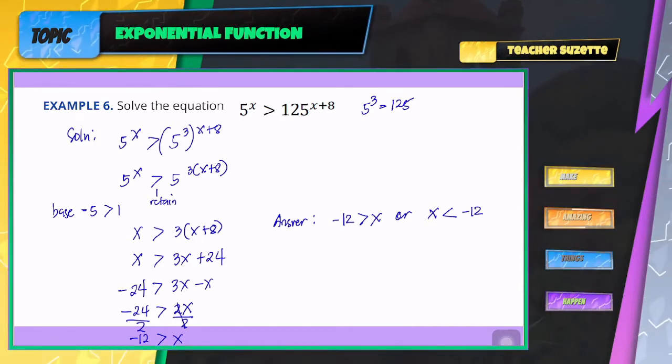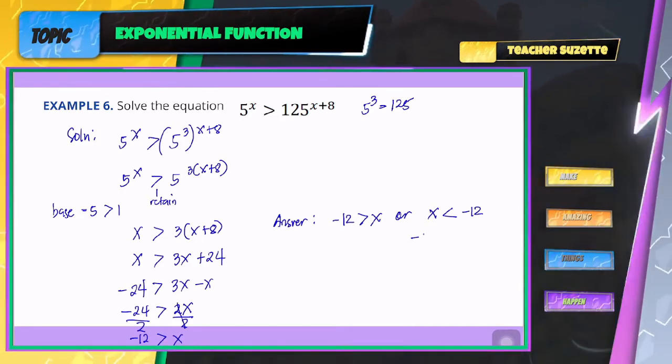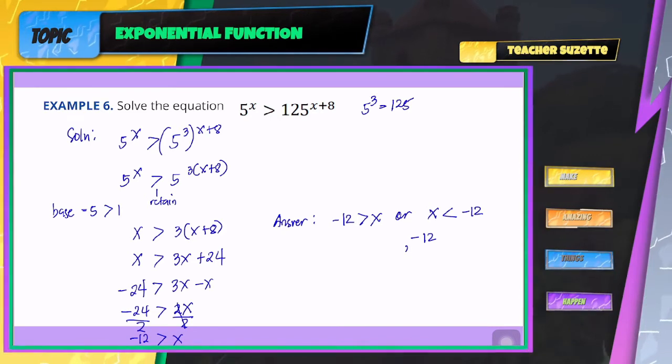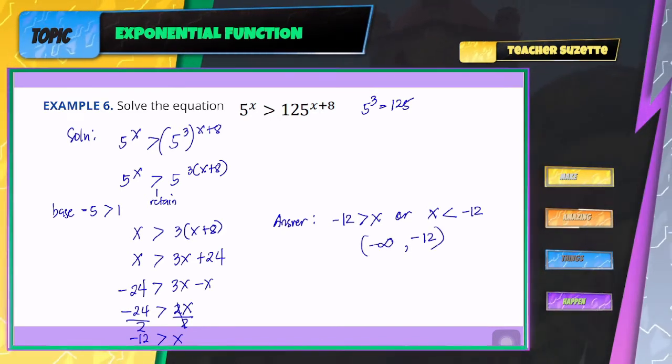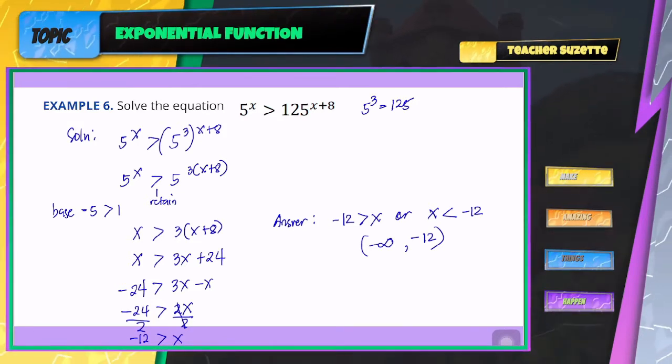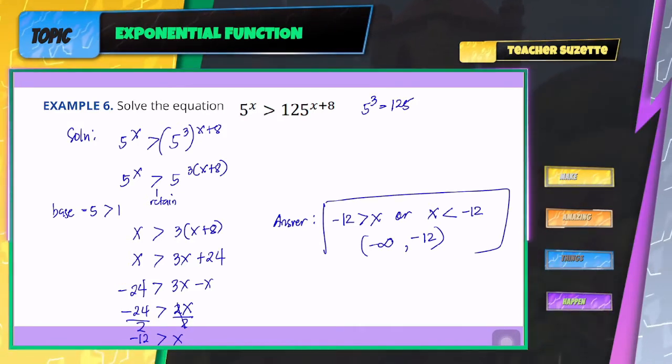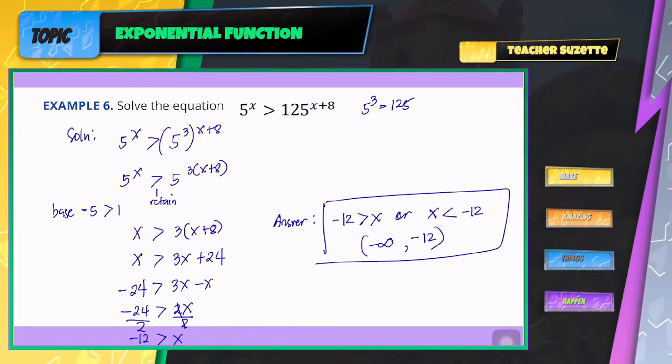In interval notation, x is less than negative 12, so papunta siyang negative infinity. So, that is negative infinity, comma, negative 12. So, these are the possible answers for your example number 6.